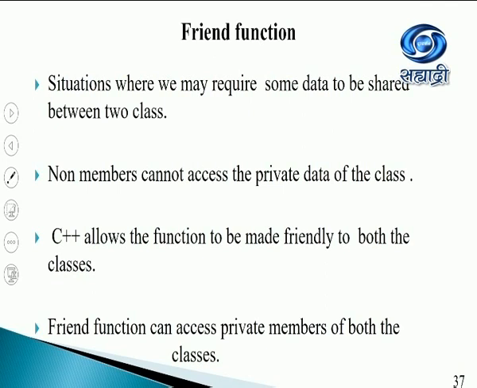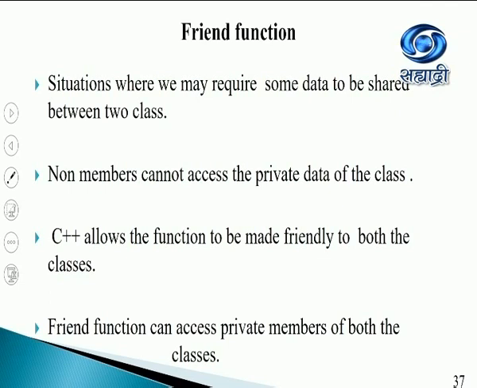There could be some variables which I would like to keep private, not public. I don't want everyone to access it, but I want one or two other classes to access those variables. In such cases, I use a friend function. Here, friend is a keyword. So in a situation where I need some data to be shared between two classes, I don't want to make it global, and I don't want to make it public, I can use a friend function.